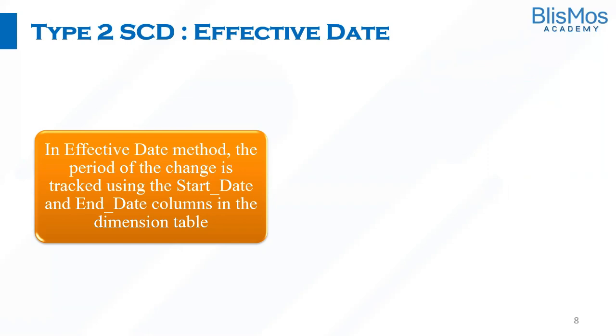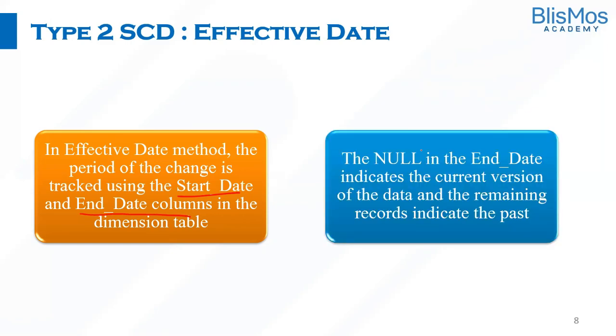One more way is effective date. In this case, the change is tracked using the start date and end date columns. Null value in the end date indicates the current version of the data and the remaining records indicate the past.